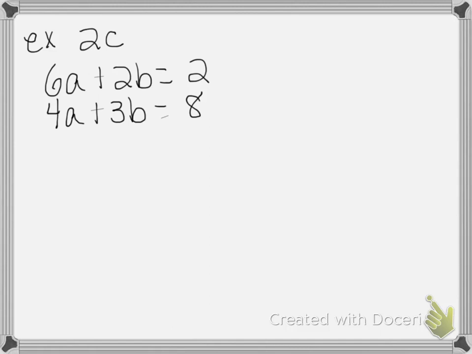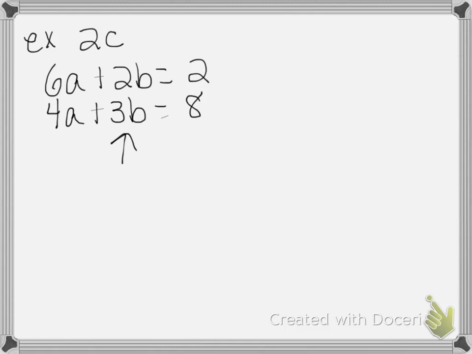Example 2c. Let's look at the a's. What is a common multiple of 6 and 4? Common multiple of 6 and 4 would be 12. So I would want one to be a positive 12 and one to be a negative 12. Or, let's look at the b's. What's a common multiple of 3 and 2? 6. Again, I would want one to be a positive 6 and one to be a negative 6. It does not matter which way you go.